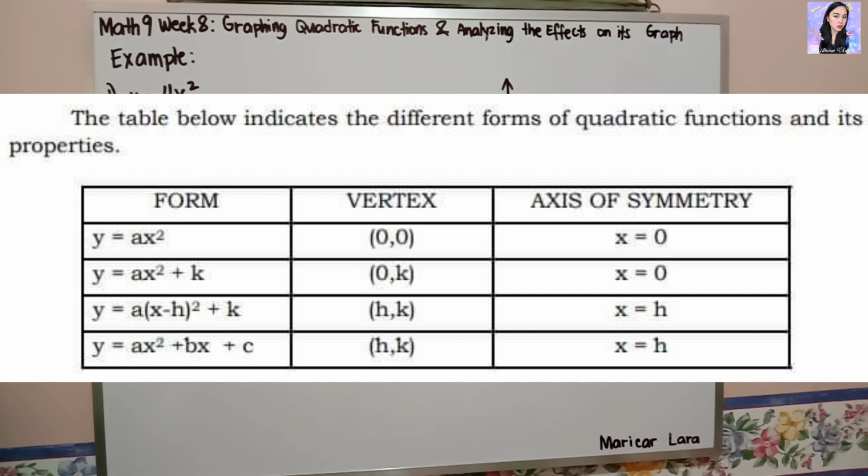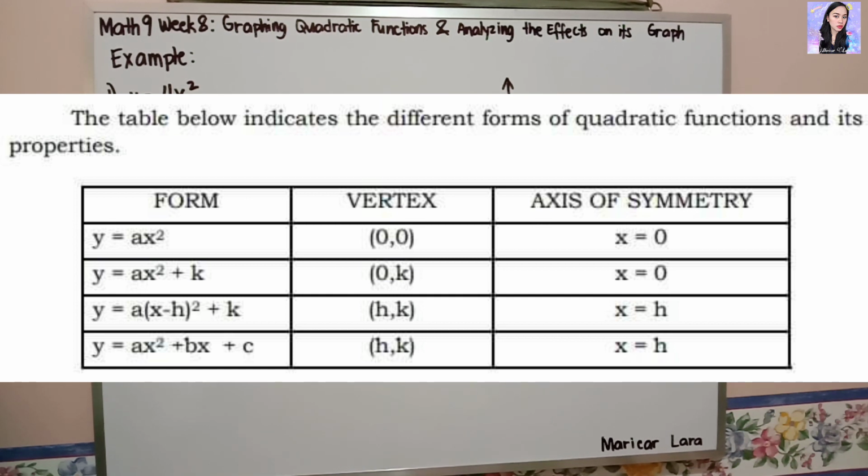Meron tayong y equals ax squared. So, ang vertex nun ay 0, 0, at ang axis of symmetry naman ay x equals 0. Next form is y equals ax squared plus k. Vertex is 0, k. And then, axis of symmetry is x equals 0. Next form is y equals a times x minus h squared plus k.